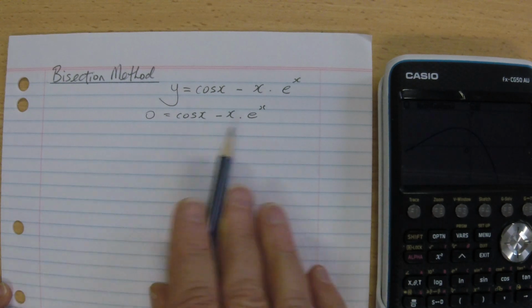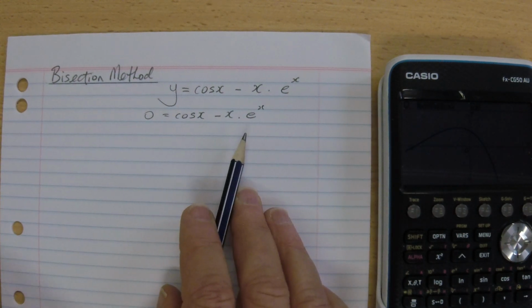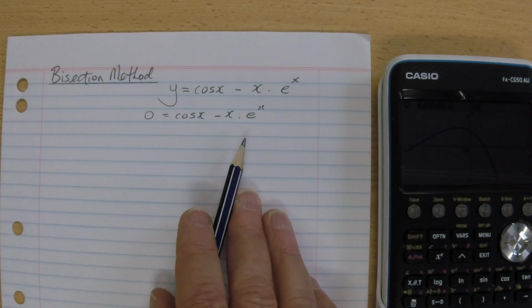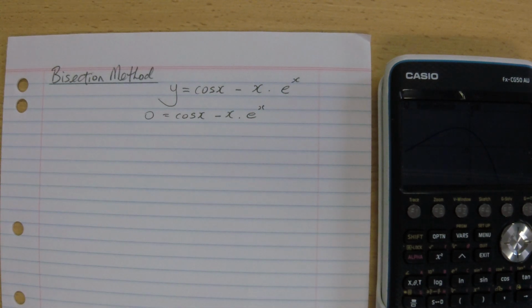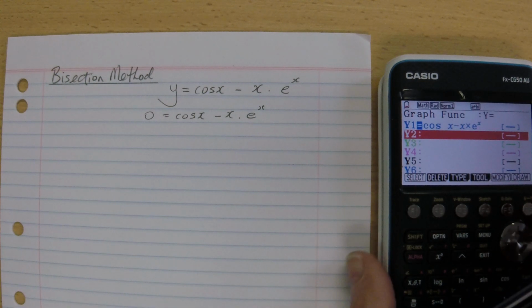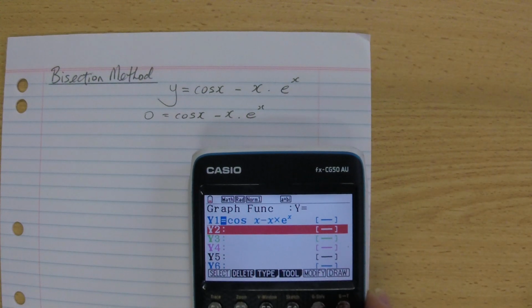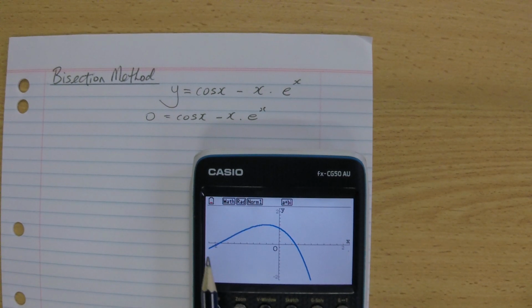There's no algebraic solution to this. There's no way to rearrange this and isolate x like you would expect. So the only choice we really have is to try a numerical solution. So I'm going to, first of all, have a quick look at the function. So there I've typed it onto my calculator and I have a look. And here it is. There seems to be more than one 0, but I'm interested in the positive one.